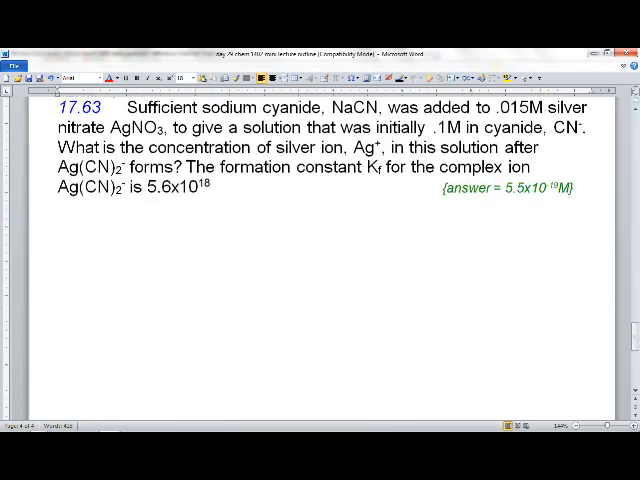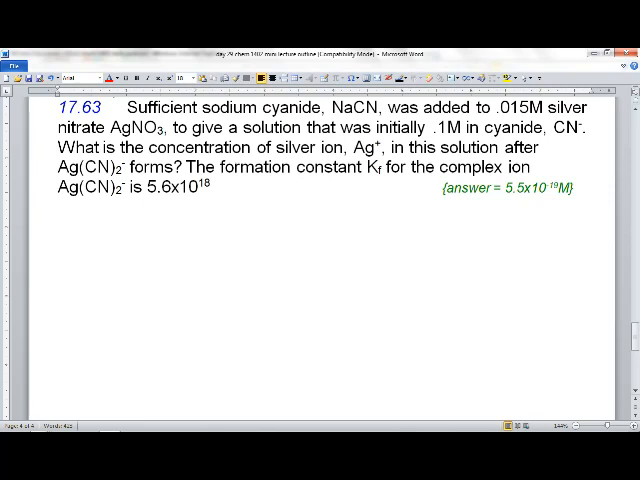Okay. Sufficient sodium cyanide was added to 0.015 molar silver nitrate to give a solution that was initially 0.1 molar cyanide. What is the concentration of silver ion in the solution after silver cyanide complex ion forms? And they give us a Kf. Now notice in this question, they don't give us the initial concentration of the complex ion, right? They give us the metal and the ligand. But don't let that confuse you. Go back up. The rule is the same.